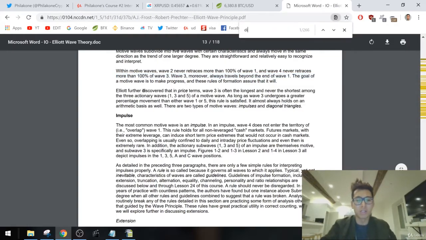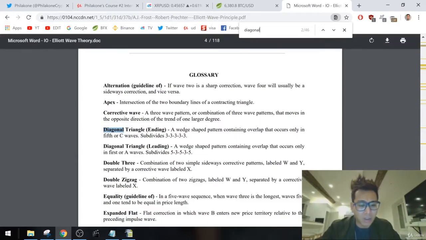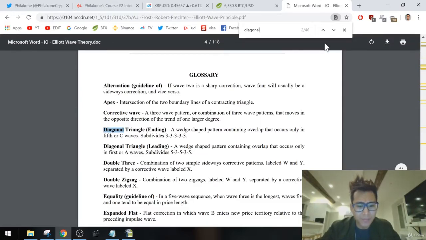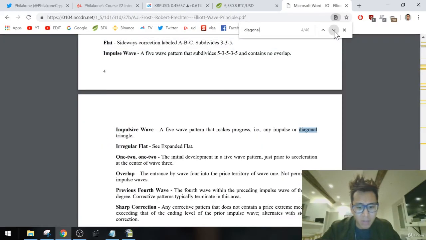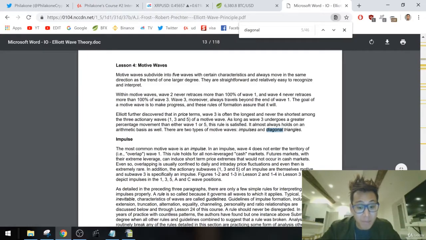Now another concept I want to introduce to you guys is this right here. A diagonal triangle, okay? Or a leading diagonal right here, okay? I want to explain to you guys what this is. There's ending diagonals and there's also leading diagonals as well, okay? Now let me show you guys right here. There are two types of motive waves, impulses and diagonal triangles, okay?